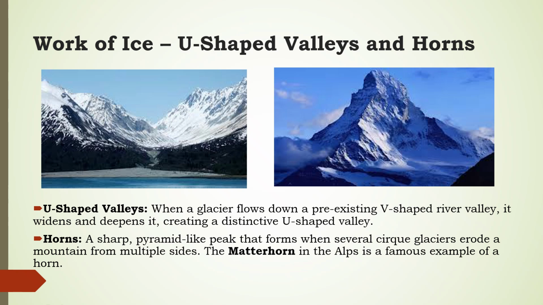Ice also creates U-shaped valleys and horns. U-shaped valleys are formed when a glacier flows down a pre-existing V-shaped river valley. It widens and deepens it, creating a distinctive U-shaped valley. A horn is a sharp, pyramid-like peak that forms when several cirque glaciers erode a mountain from multiple sides. The Matterhorn in the Alps is a famous example of a horn.